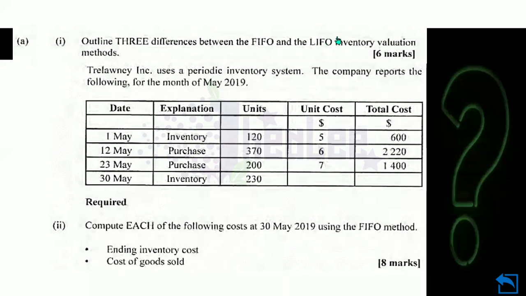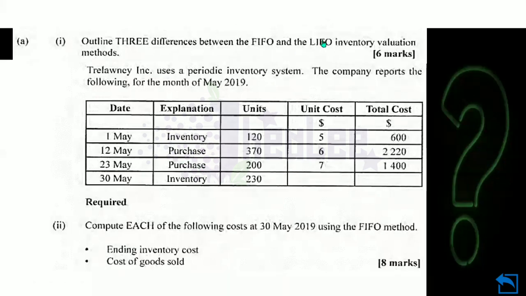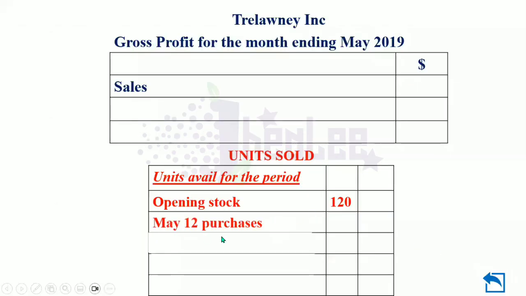And we're going to begin by picking up the opening inventory, which is 120 units that we are going to record in the workings. So opening stock, 120 units. We are going to also pick up the purchases. And in terms of the purchases, there were two sets of purchases, May 12, which is 370 units, and May 23rd, which is 200 units. And we are going to enter that in the workings. So purchases for May 12, that is 370 units, and May 23rd is 200 units.